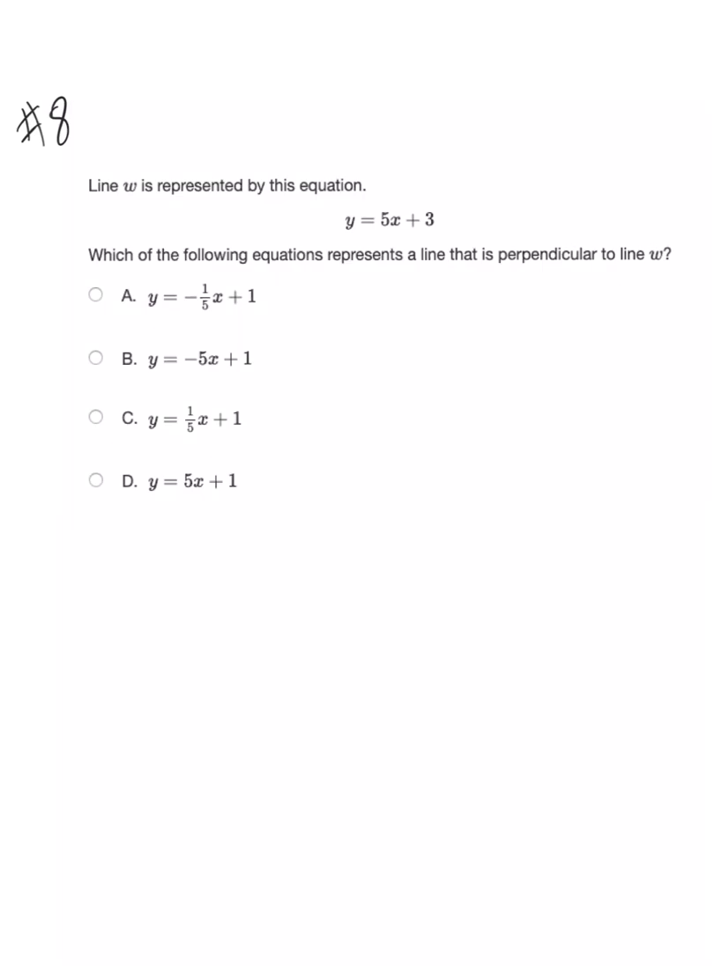Question number 8 asks us which of the following equations represents a line that is perpendicular to line W. Now line W is represented by y equals 5x plus 3. This is in slope-intercept form, where m is my slope. So in this case, the slope of line W is 5, and the question is, which line is perpendicular?